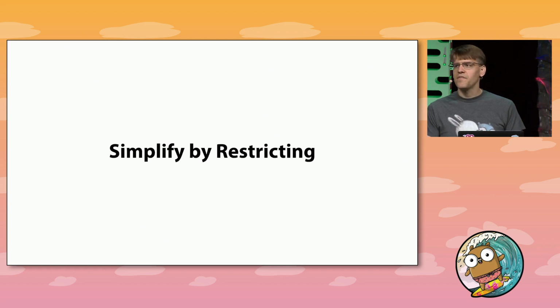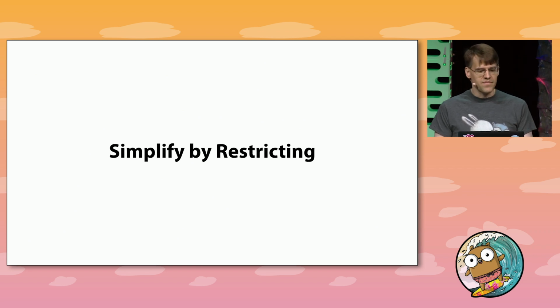And finally, we can simplify by restricting what is allowed. From day one, Go has restricted the encoding of source files. They must be UTF-8. This restriction makes every program that reads Go source files simpler. They don't have to worry about encodings in Latin-1 or UTF-16 or UTF-7 or anything else.